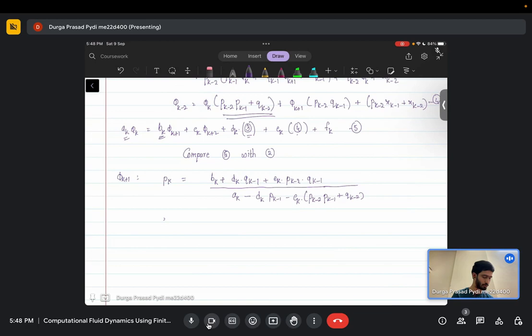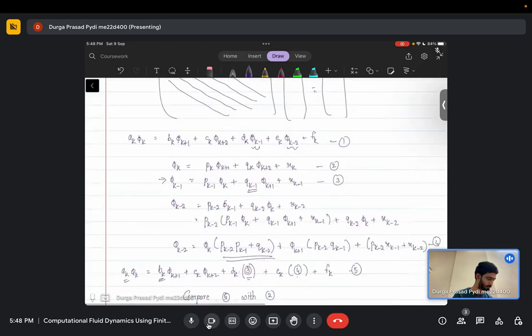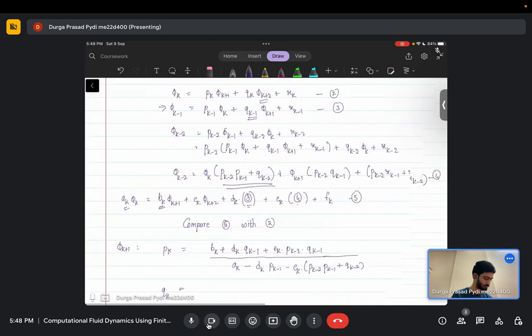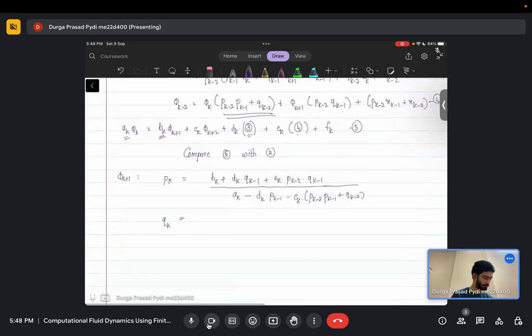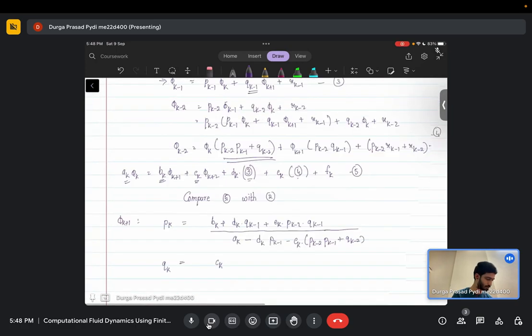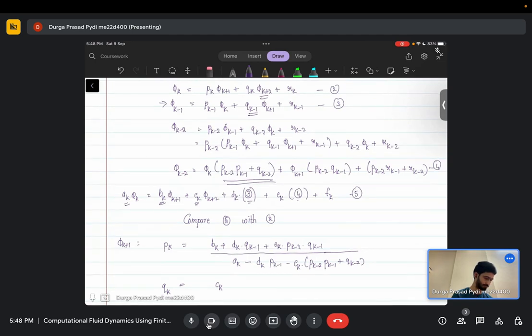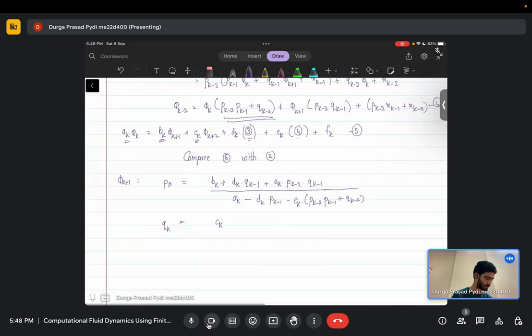Now similarly for qk, if we group the terms again, in equation number 2, qk are essentially the coefficients of phi k plus 2. If we group terms, first the numerator, here we have a ck. In equation number 3 we don't have any phi k plus 2 term. Equation number 4 also we don't have any term, so that is just ck divided by the phi k terms, which are again similar, so it just comes out here.